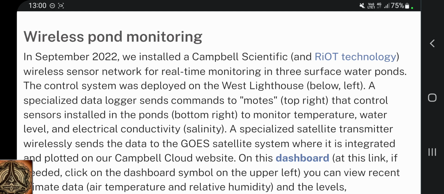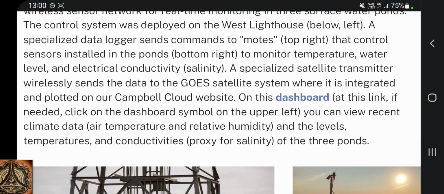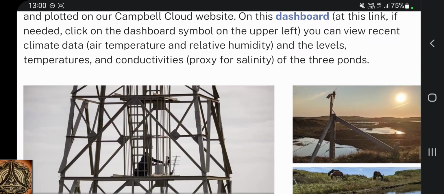Why not? A specialized data logger sends commands to nodes, top right, that control sensors installed in the ponds, bottom right, that monitor the temperature, water level, and electrical conductivity, hence salinity. A specialized satellite transmitter wirelessly sends the data to the GOES satellite system where it is integrated and plotted on our Campbell Cloud website. On this dashboard, at this link, you can view recent climate data, air temperature and relative humidity, and the levels, temperatures, and conductivities, a proxy for salinity, of the 3 ponds.